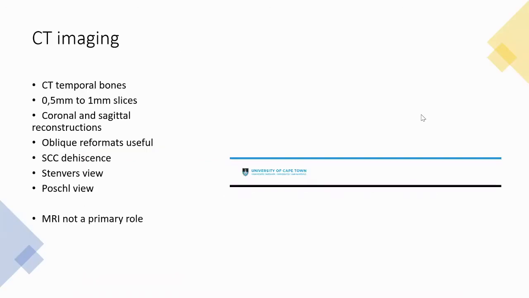So if we look at CT imaging, you really want a high resolution CT temporal bone. Your slices should be around 0.5 to 1 millimeter. Coronal and sagittal reconstructions are probably the most useful, but there are oblique formats that can help you quite a lot, especially in semicircular canal dehiscence. Those two being Stenvers view and Pöschl view. I hope I'm pronouncing that correctly. As we mentioned before, MRI doesn't really play a primary role in third window lesions.